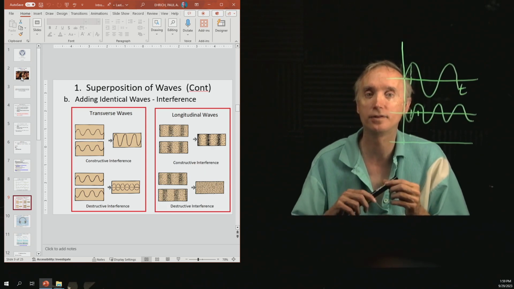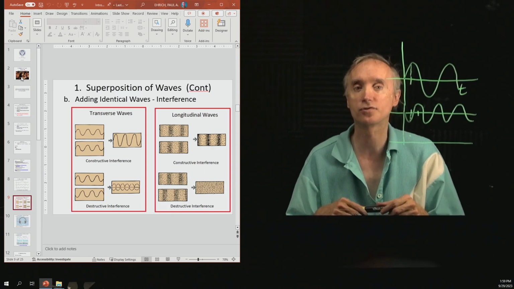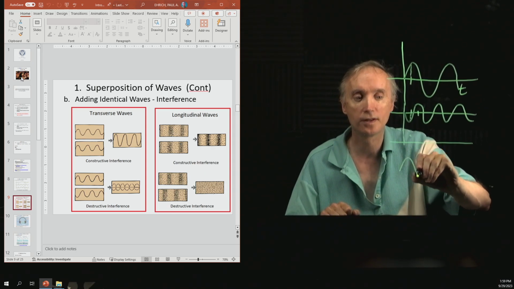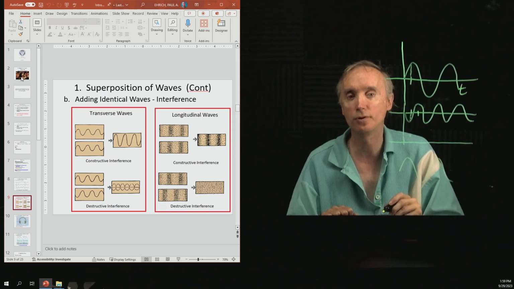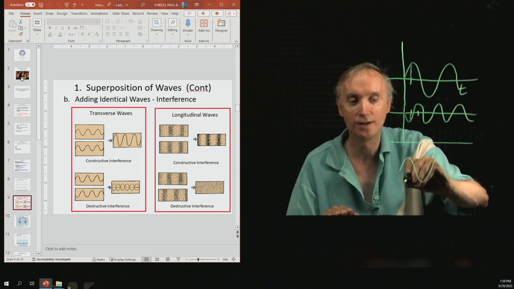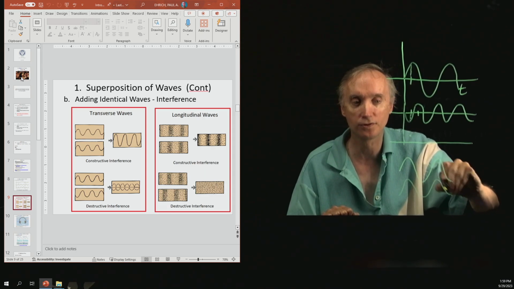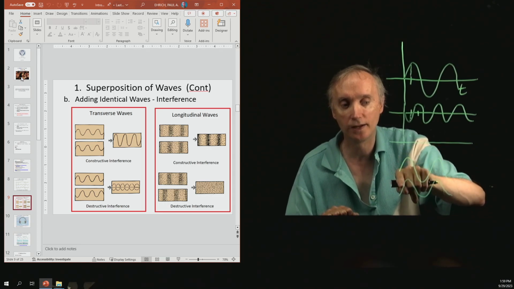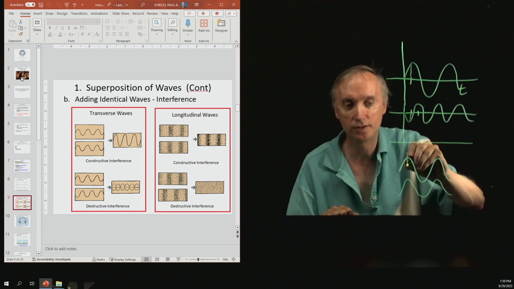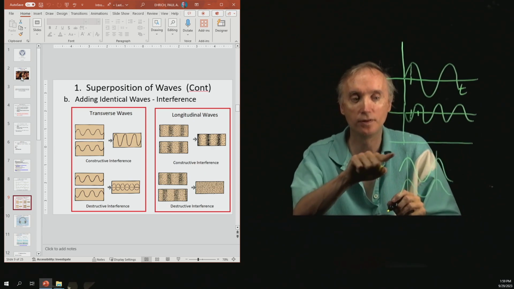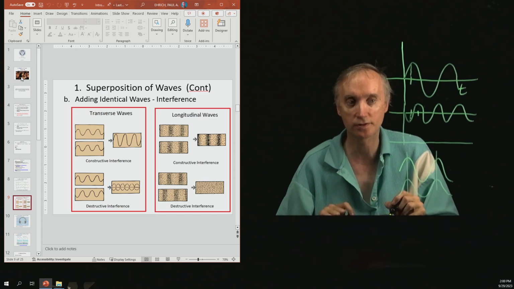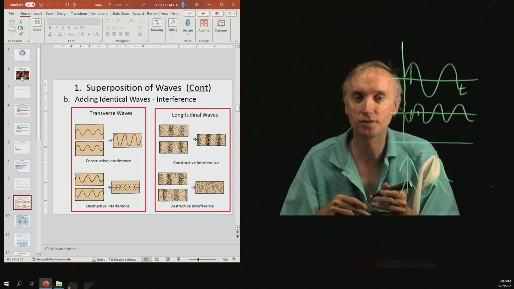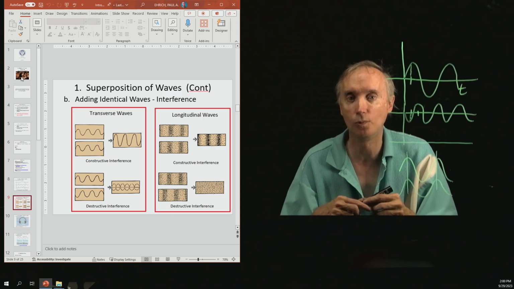So let's take a look at constructive interference for transverse waves. In that case, you're going to have a wave that's like this, and we're going to superimpose on top of it another wave that is absolutely identical to it. So it has the same amplitude as the original wave, and it has the same wavelength as the original wave. And notice that when this one is cresting, this one's cresting. When this one has a trough, this one has a trough. So when you put them together, you get an extra big wave.